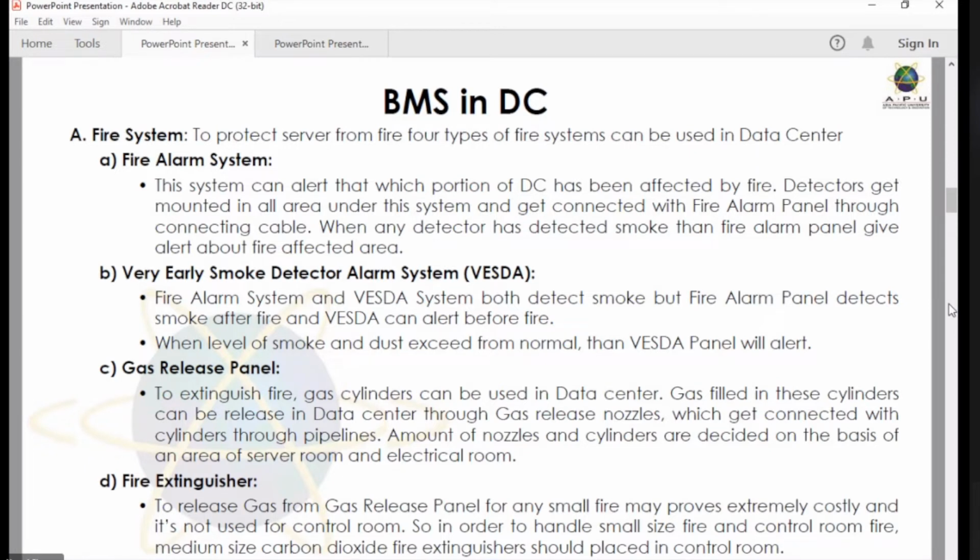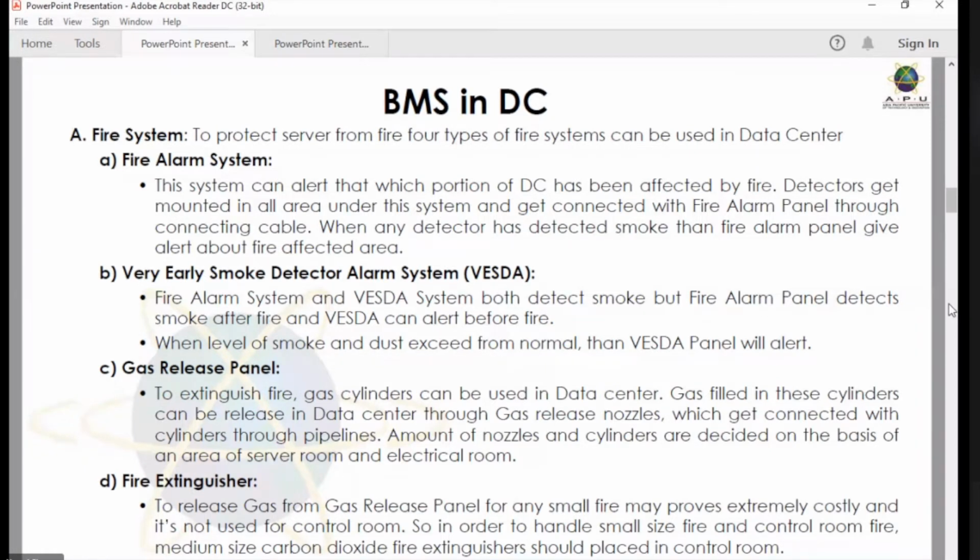And there is another system called the very early smoke detector alarm system, VESDA, we call it. The fire alarm system and the VESDA system both detect smoke, but the fire alarm detects smoke after fire, and VESDA can alert before fire.